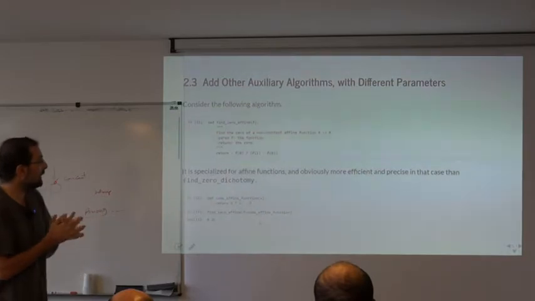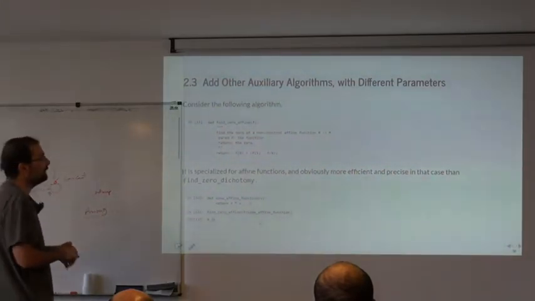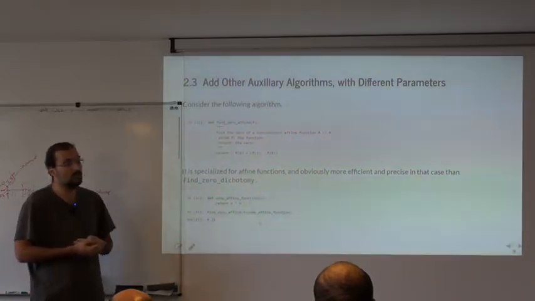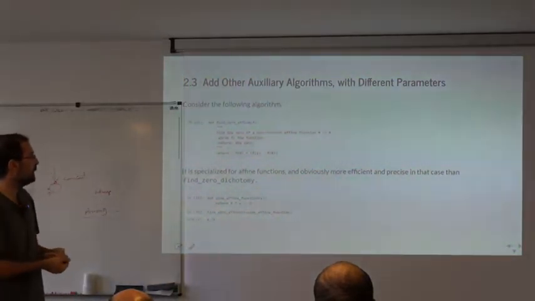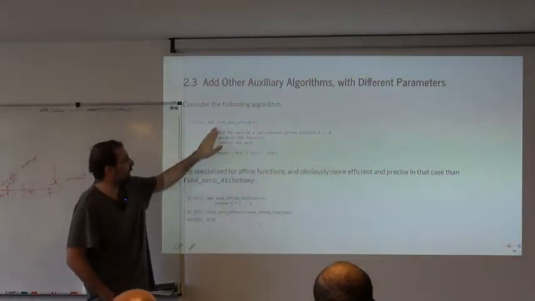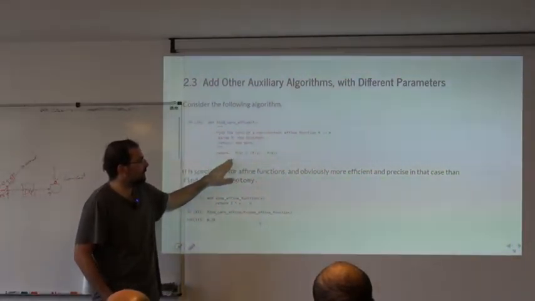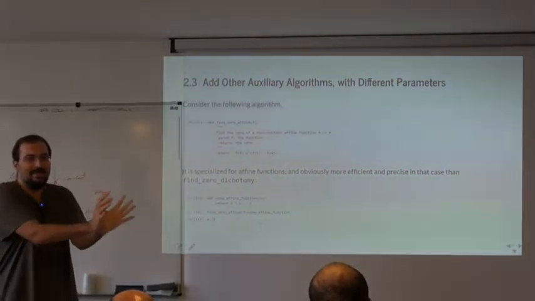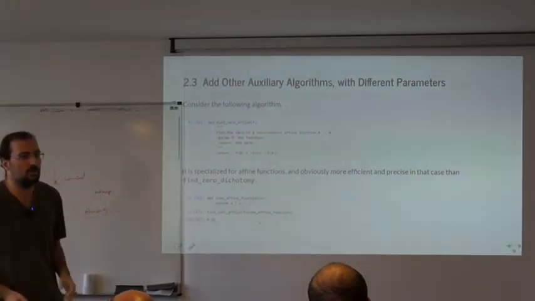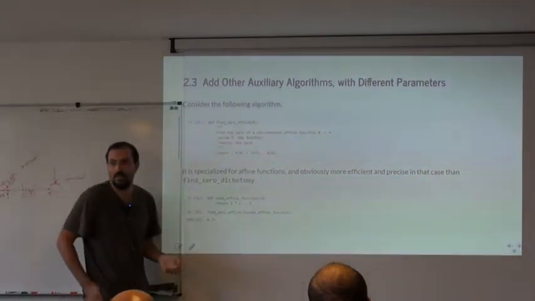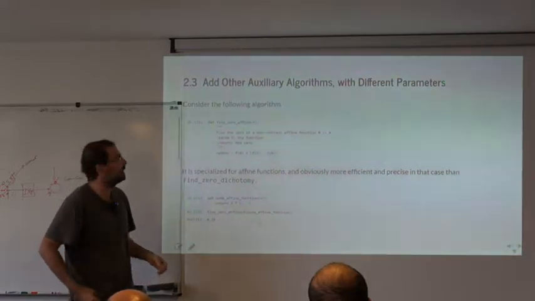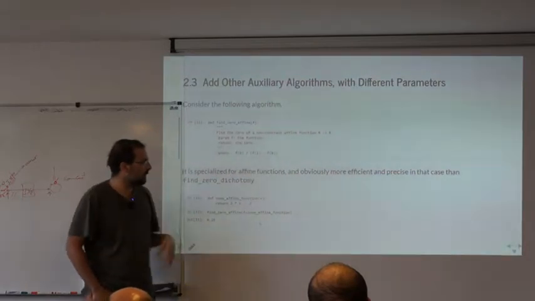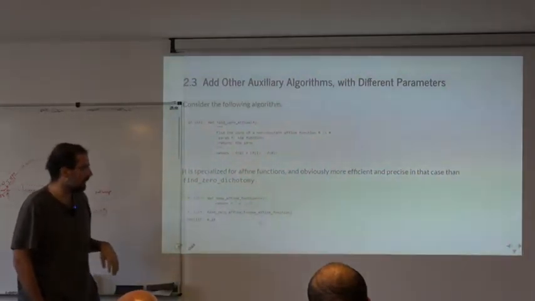Now, another kind of problem. Imagine that you want to define new auxiliary algorithms that don't use the same parameters. For example, here I have a new way to take a function and to output a number. It's simply to find the zero of an affine function. So it's the dedicated algorithm for the affine functions, which is of course more efficient than a dichotomy if you know that your input is affine. You just take f in input and you output the value of the zero. It's supposed to be a non-constant affine function.